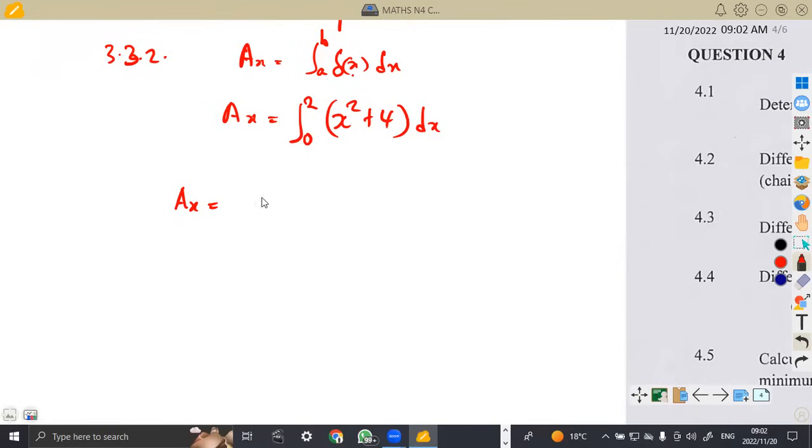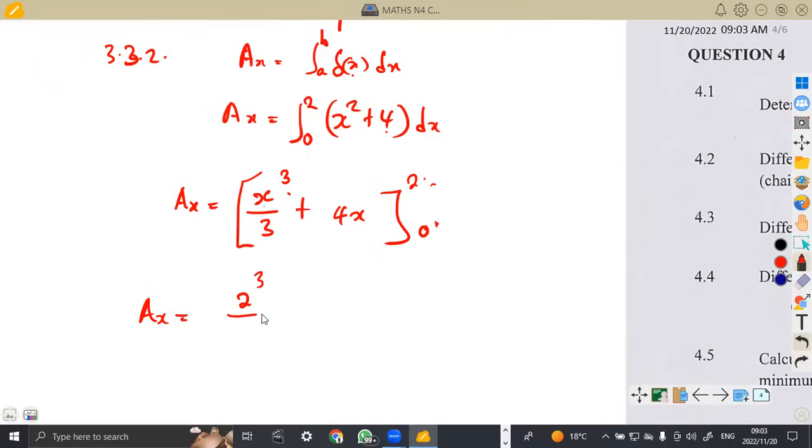Remember, you have to add 1 to the exponent. So it's going to be x to the exponent of 3 over 3 plus, this is a constant, so it's going to be 4x, with the limits 2 and 0. So this is the part that I was saying from the previous question. If we have normal values like this, just substitute your values into the expression. The first part is 2, so it's 2 to the exponent of 3 over 3 plus 4 times 2. The other part is minus, and with 0, any number times 0 is 0, plus a 0 there. So that one is going to be directly 0.